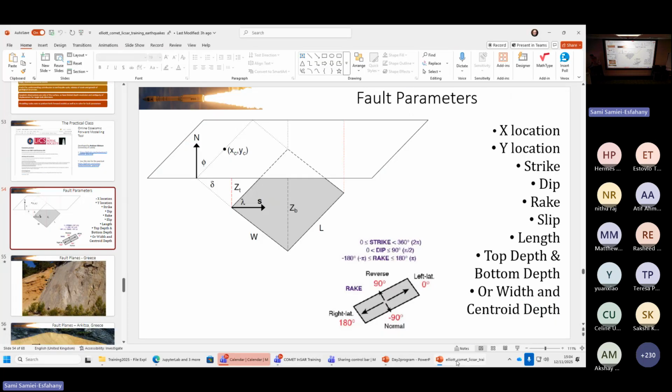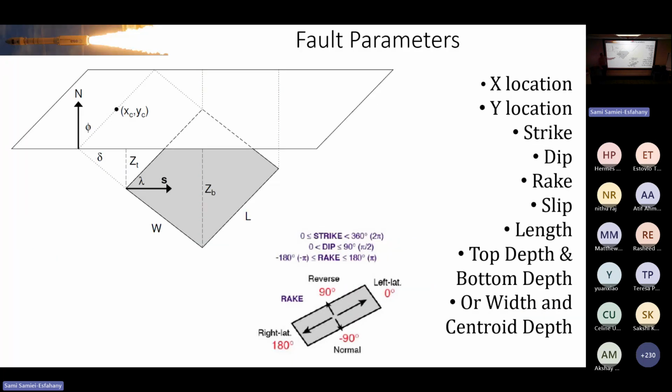That's fine then. So we're trying to get those source parameters. And then, as I said, the rake is the hard one. The normal fault is minus 90. A reverse fault is plus 90. Left lateral is 0, right lateral 180. So just ask us if that particular bit gets a bit confusing.